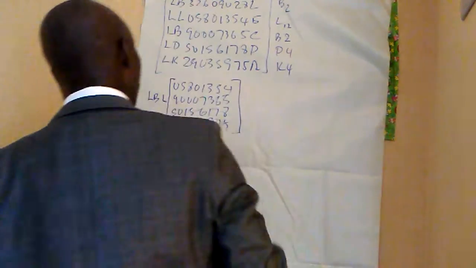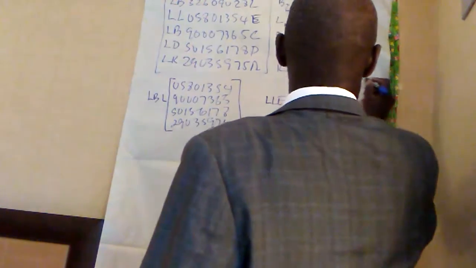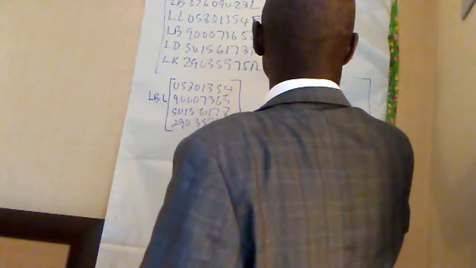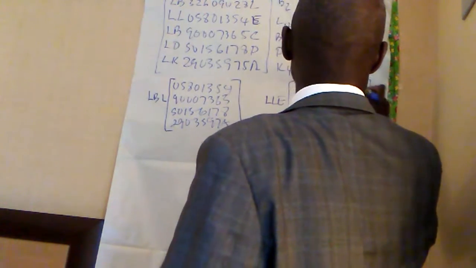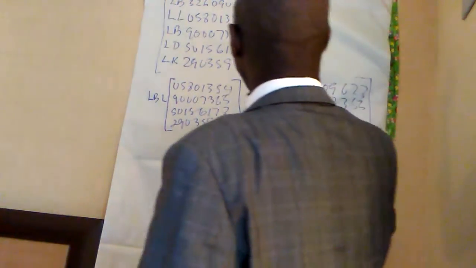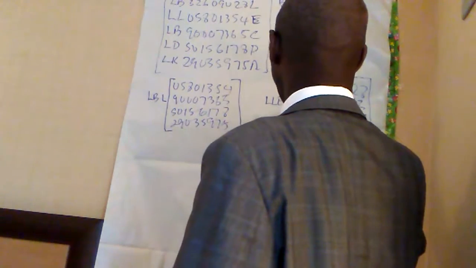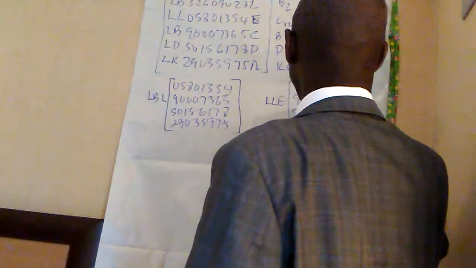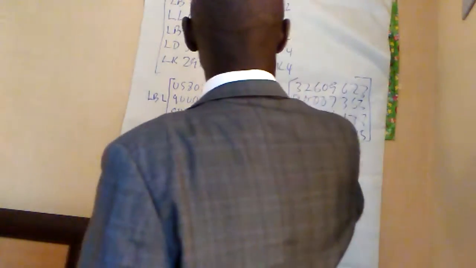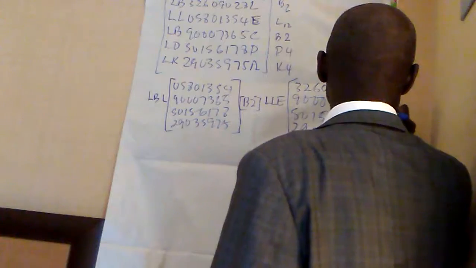Using the LBL operator, we get the LLE operator, this is the E. The LLE operator, we get 32609,028, 7365, 5015, 6178 and 29035975. And this will return back to B2, and we just write it like so. And this will be L12, right like so.